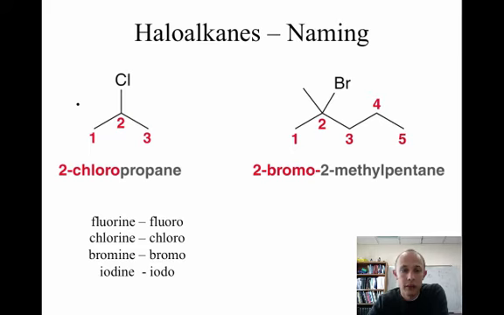Before we get there, I want to briefly talk about how to name haloalkanes. Instead of fluorine, we call it fluoro in systematic naming. Instead of chlorine, chloro, bromine is bromo, iodine is iodo. So this molecule would be 2-chloropropane, and this would be 2-bromo-2-methylpentane.